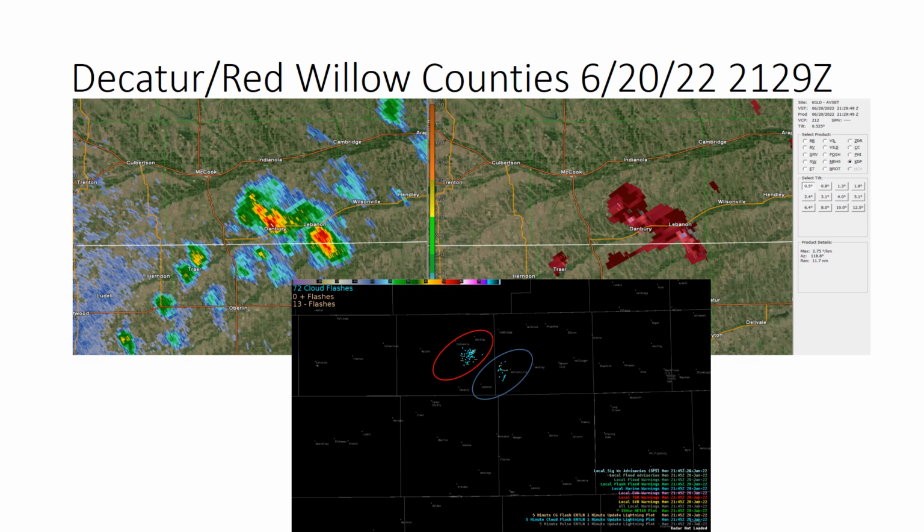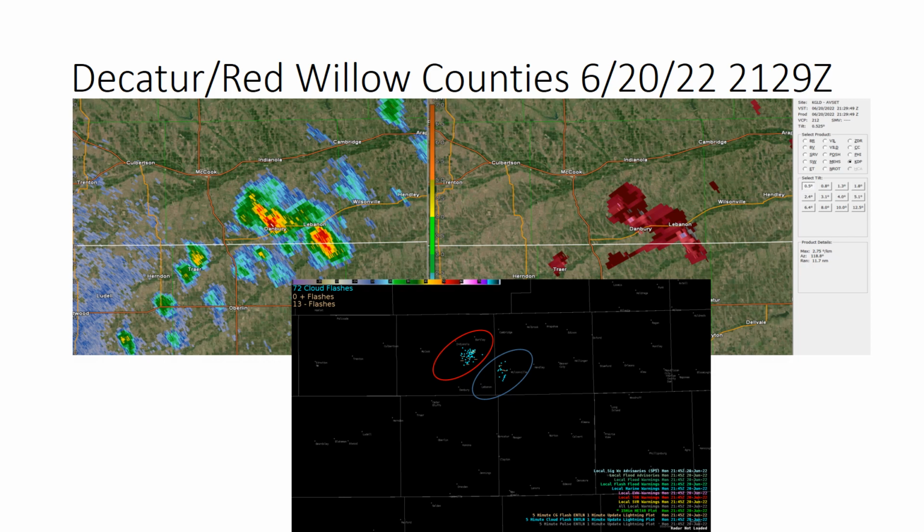At 2129Z, you can see that the cell that was down in Decatur County just overall does not look as impressive at all on radar, and the overall lightning trend has decreased as well.